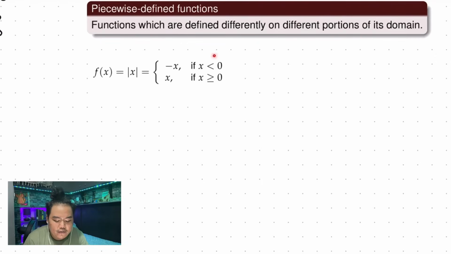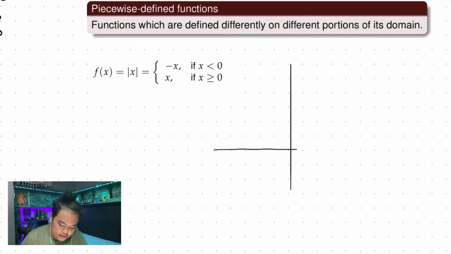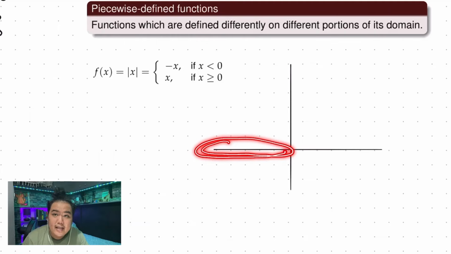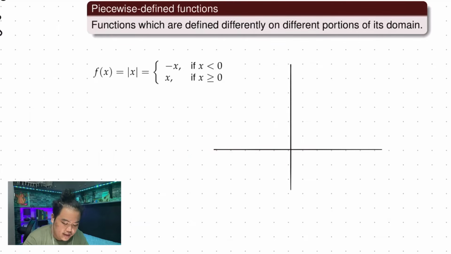So, ibig sabihin nito, if x is negative, y equal to negative x yung igagraph mo. So, nasan yung x less than 0? Ito yung portion na yun ng number line. And you sketch the graph of y equal to negative x. Y equal to negative x, ang itsura niya ay, it looks like this. Oops. Okay. Diba nag-extend yan?